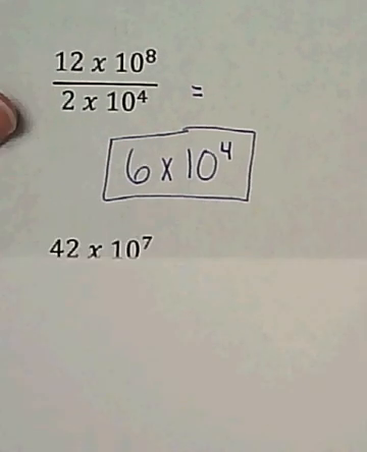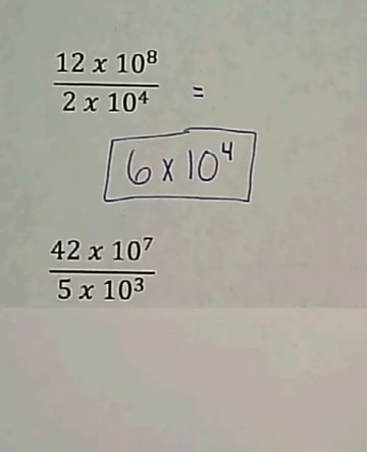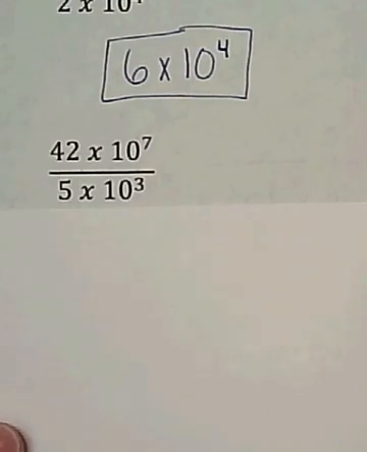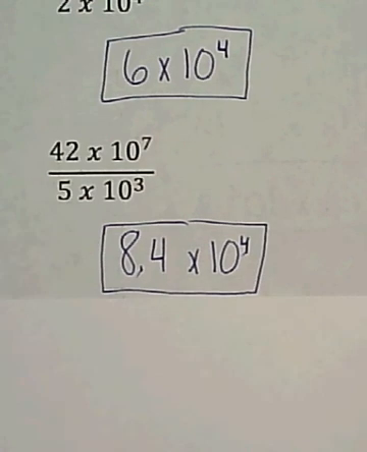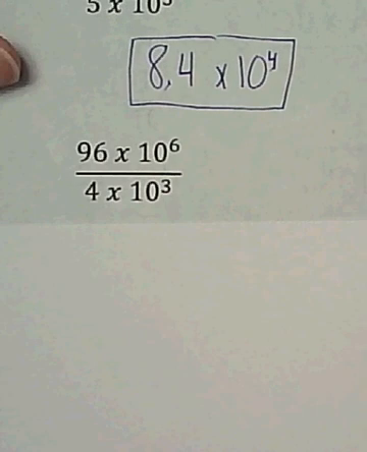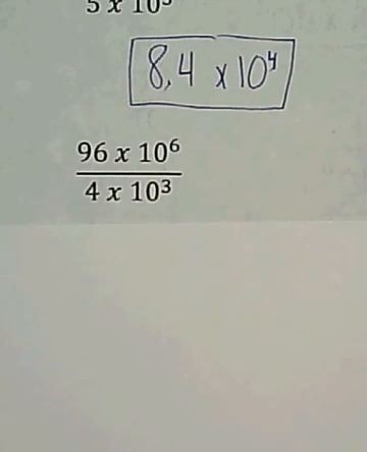Okay, let's try the next problem. So we have 42 times 10 to the 7th divided by 5 times 10 to the 3rd. And you should have gotten 8.4 times 10 to the 4th. And that is proper scientific notation. So you don't have to change anything. Okay, let's try the next problem. So we have 96 times 10 to the 6th divided by 4 times 10 to the 3rd.